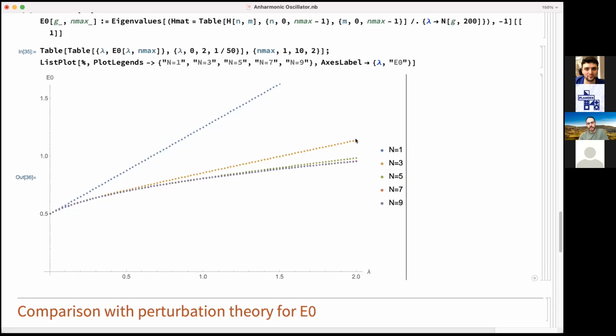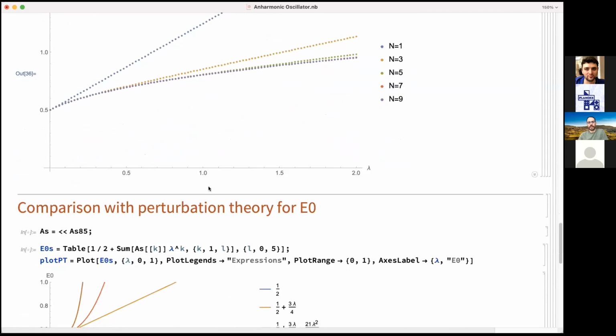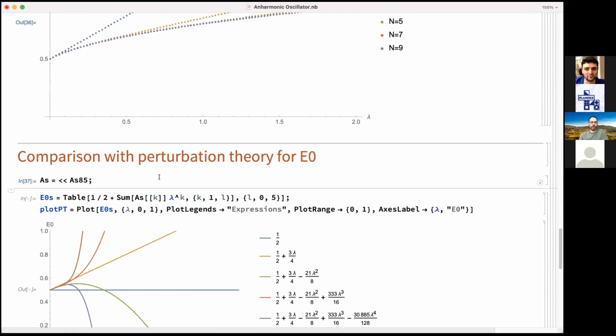Then this is 3 by 3. Then this is 7 by 7, 9 by 9. You see, it's already converging. Here it's still not, but for lambda equal 1, you cannot distinguish 7 and 9. It converges super fast. It's actually exponentially fast in n. Okay. And here I'm showing you the comparison.